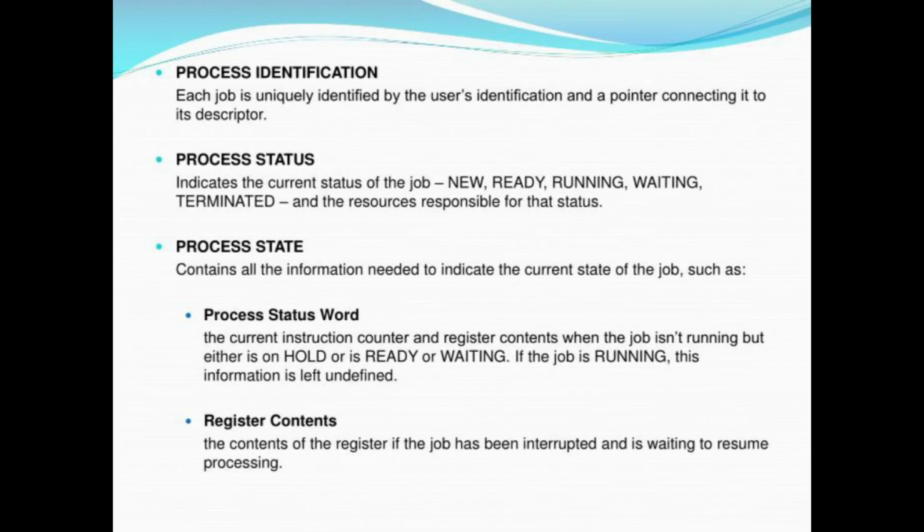Process identification: each job is uniquely identified by user identification and a pointer connecting to its descriptor. Process state indicates the current state of the job: new, ready, running, waiting, terminated. Process status contains all the information needed to indicate the current state of the job, such as process status word and register contents, the current instruction counter and register contents when the job is not running but is either on hold or ready to wait. If the job is running, this information is left. Register contents contain the registers if the job has been interrupted and is waiting to resume processing.